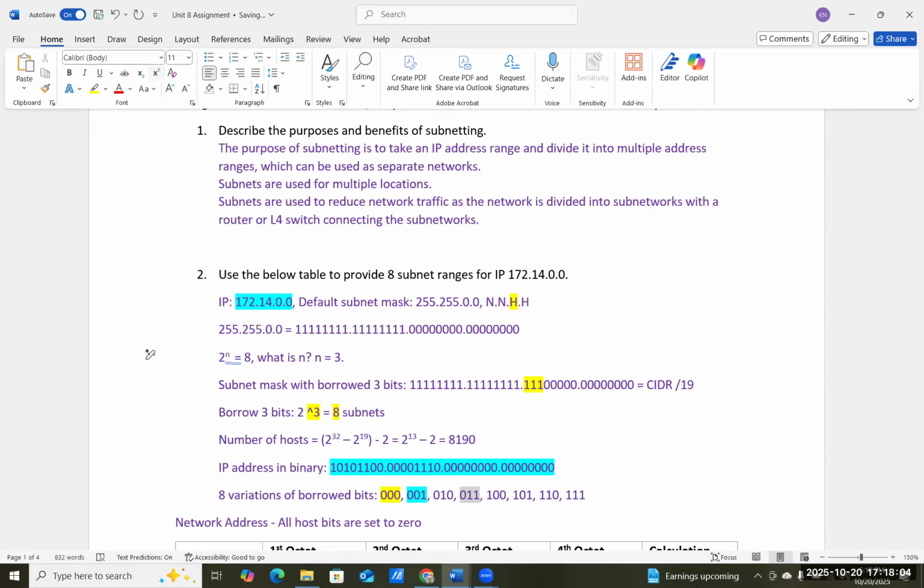Are you with me so far? Because it's a multiple of 2, right? Because it's a base 2. 2 to the first power is going to give me 2. So now if you want to solve this algebraically, right, you would take the natural log of 8 over the natural log of 2. That's going to give you the n value. All right, so n is going to be 3. So we know that we're going to borrow 3 bits into the host, right? So this is the original, right? This is the borrowed 3 bits. Understand? Any question? Yeah, Dima.